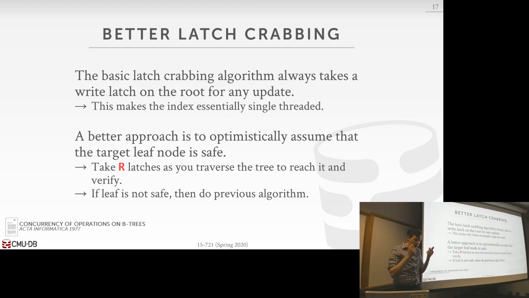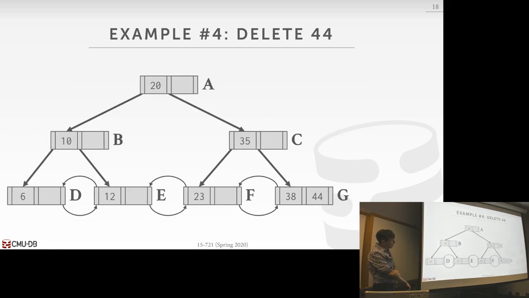If my assumption that I'm not going to do a split or merge was correct, then I take the write latch to do my change and I'm done. If I am incorrect, then I come back again and now take the more heavyweight write latches all the way down. Right? So let's look at our two examples, delete 44 and then the insert.